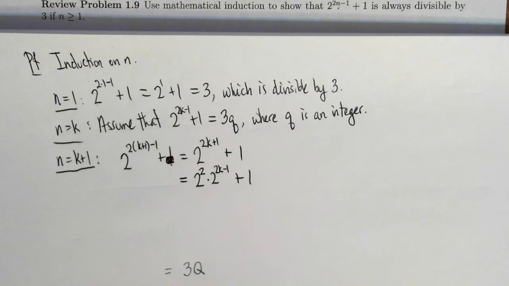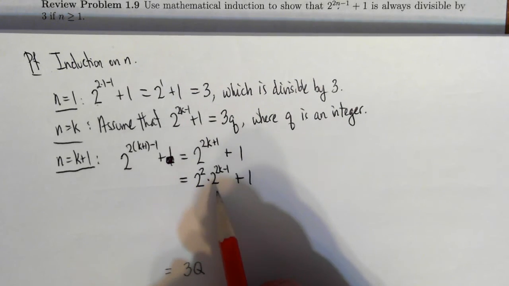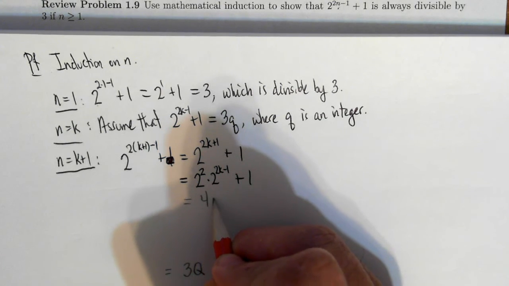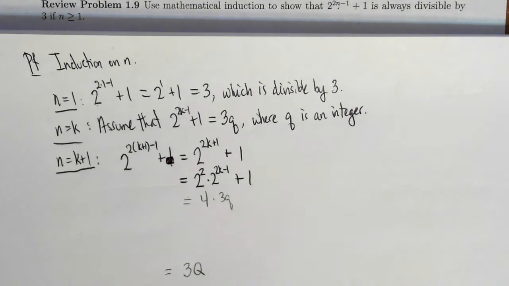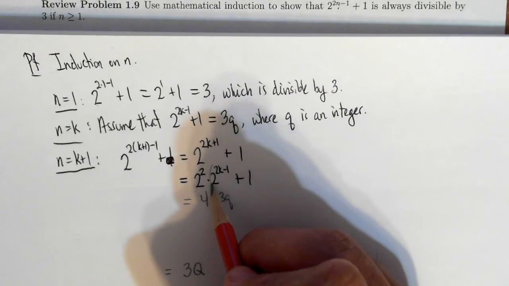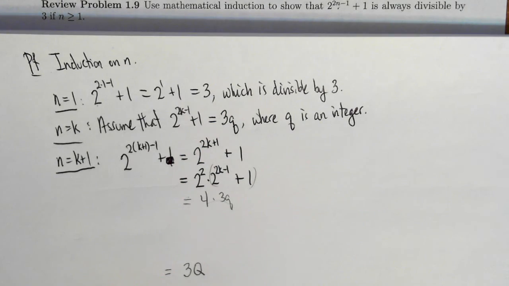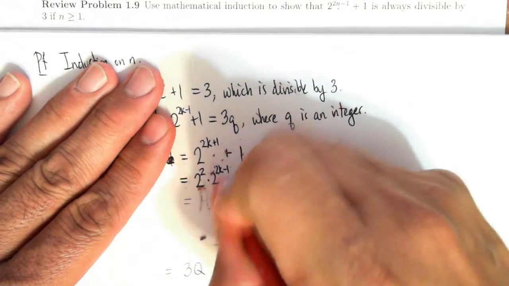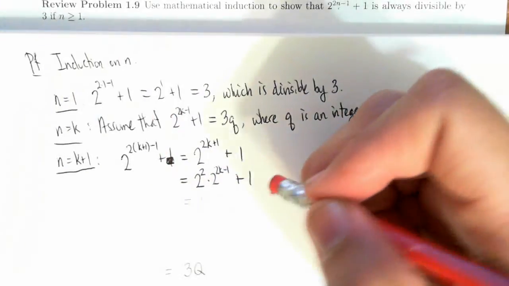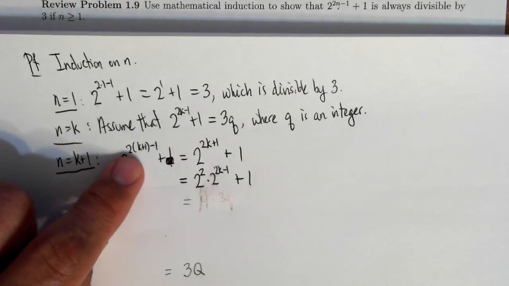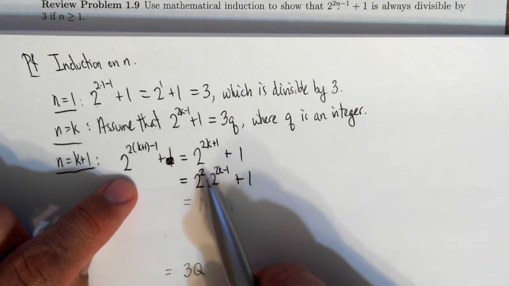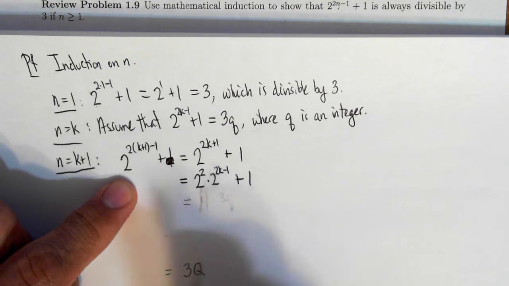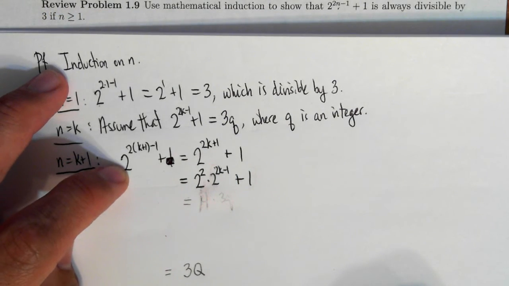Alright, now let me write down an incorrect step. I can't write this as 4 times 3q. That's not permitted. What's wrong with this is I don't have parentheses there. If there were parentheses, then I could do this, but there are no parentheses, and so that's not permitted. So let me get rid of that because that's incorrect. That's a common mistake, to see the 2 to the 2k minus 1 plus 1 there and then just replace and forget about the order of operations.